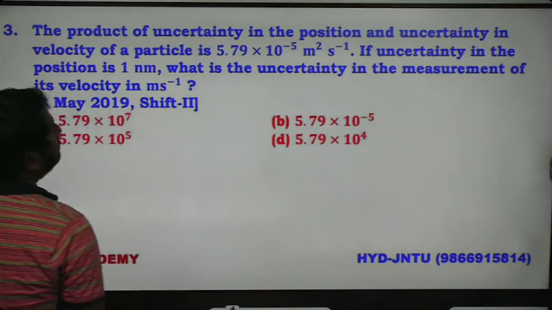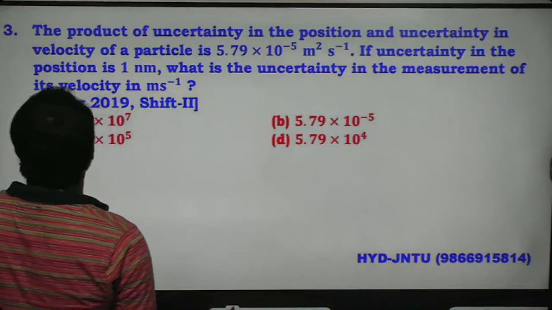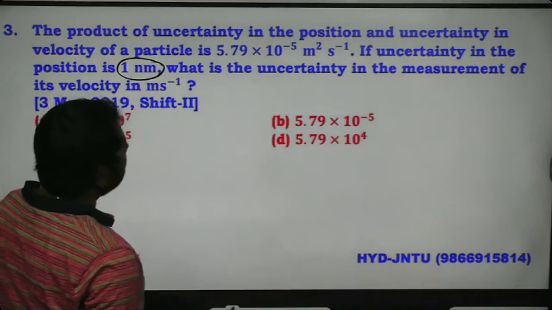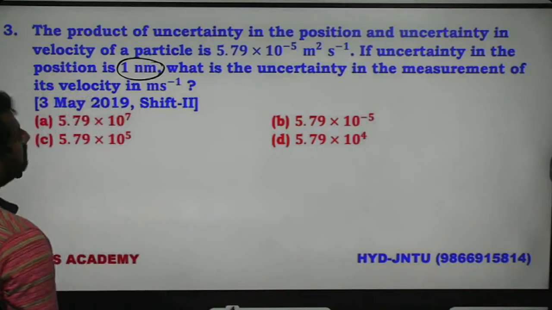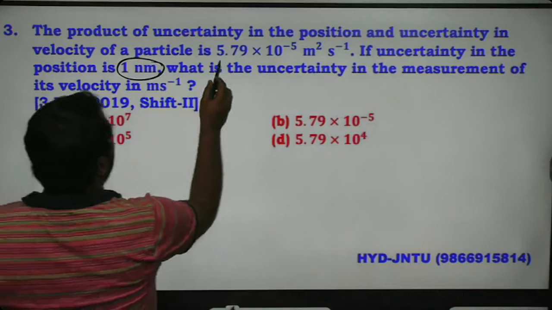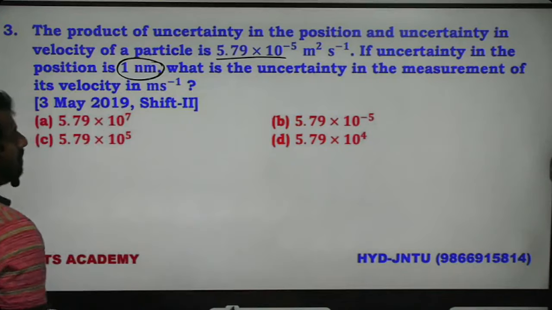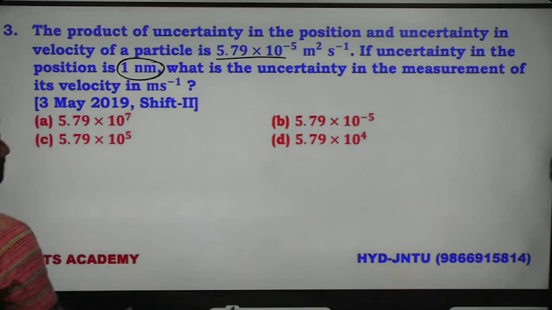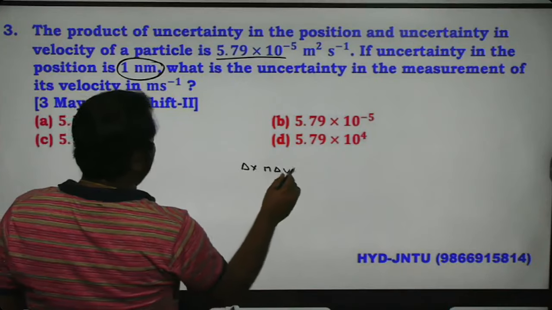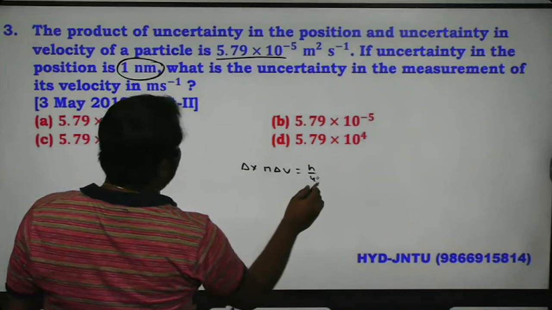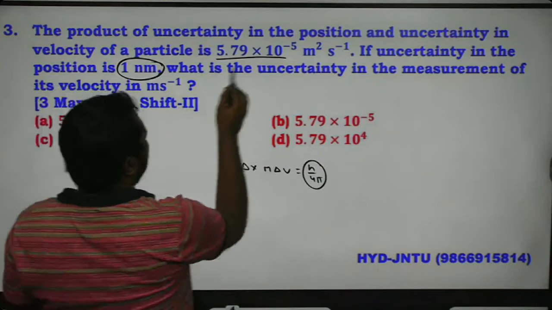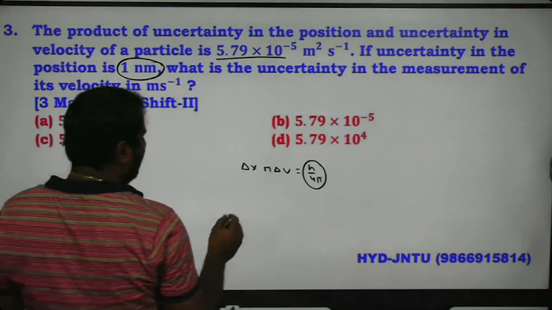చూడమ్మా, this is Δx as 1 అని చెప్పేశాడు రా, 1 nanometer. This is h by 4π value. You can substitute. Δx · mΔv = h by 4π. దీని వాల్యూ వాడు ఇచ్చేసాడు, ఎంత? 5.79 × 10^-5.